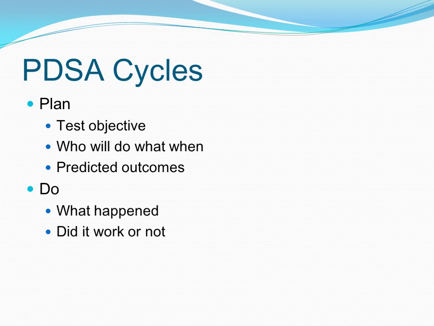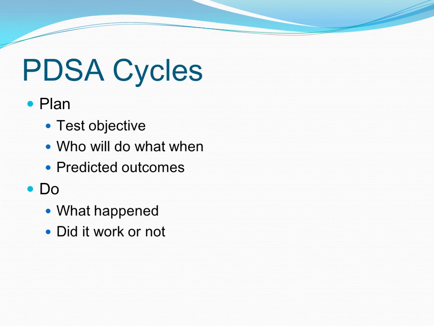So the first thing you do is you plan. What is your test objective? Who's going to do what when, and what are the predicted outcomes? And then you do it. What happened, and did it work or not? I remember once we were working on a form that we wanted to use for our patients to set goals on. So our test objective is: is this goal setting sheet going to work for our patients? Who was going to do what when is that one of the nurse practitioners, Lisa, was going to use this with 3 of her patients and set goals with them. And the predicted outcome is it was going to help the patients to set goals.